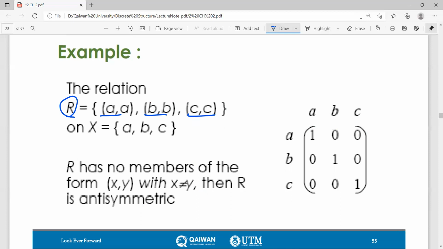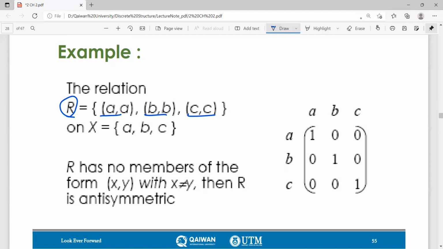Look, here we say X is {A, B, C}. On the set X, we have this relation: R is {(A,A), (B,B), (C,C)}. Is this relation symmetric or not?